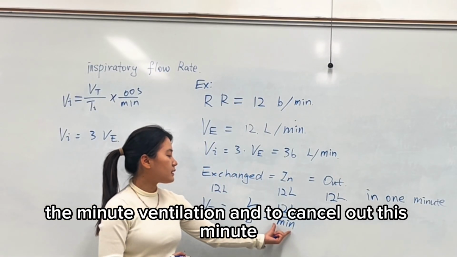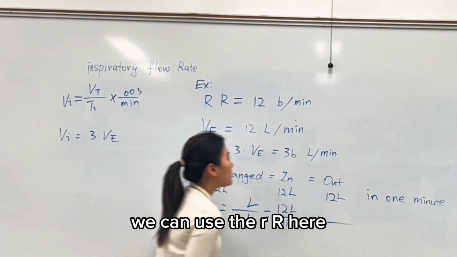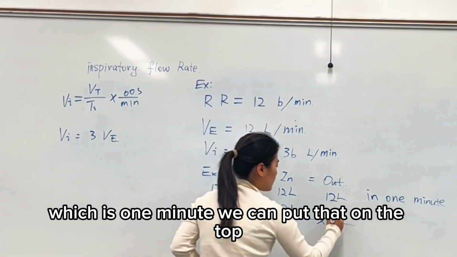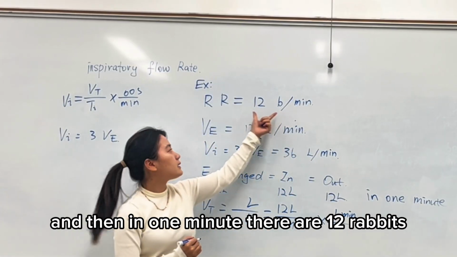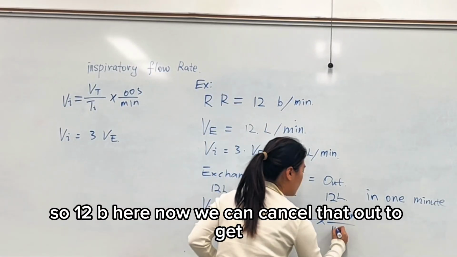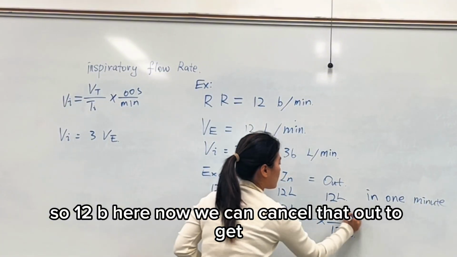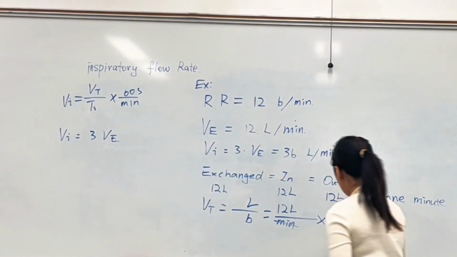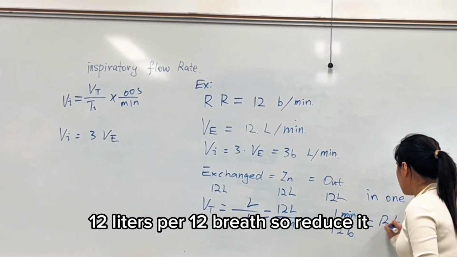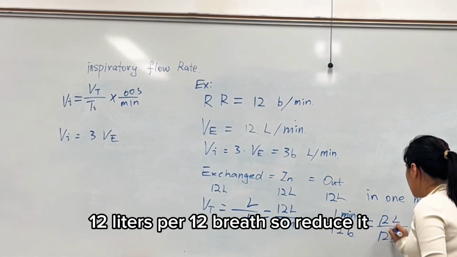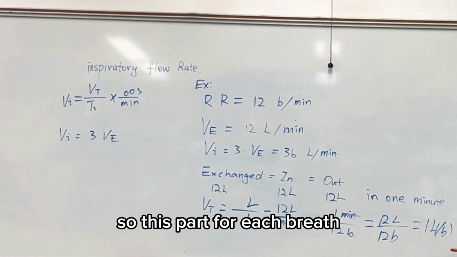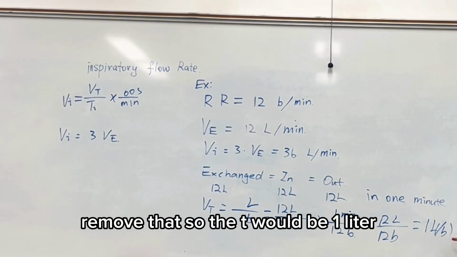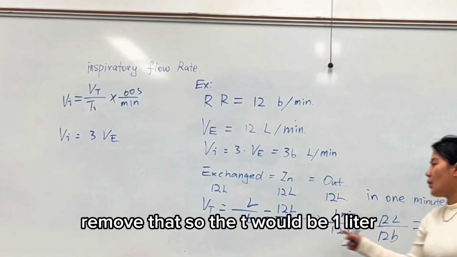To cancel out the minute, we can use the RR, which is 12 breaths in 1 minute. We put that on the top, and now we can cancel the minute out to get 12 liters per 12 breaths. Reduce it, and we have 1 liter per breath. For each breath we can remove that. So VT would be 1 liter.